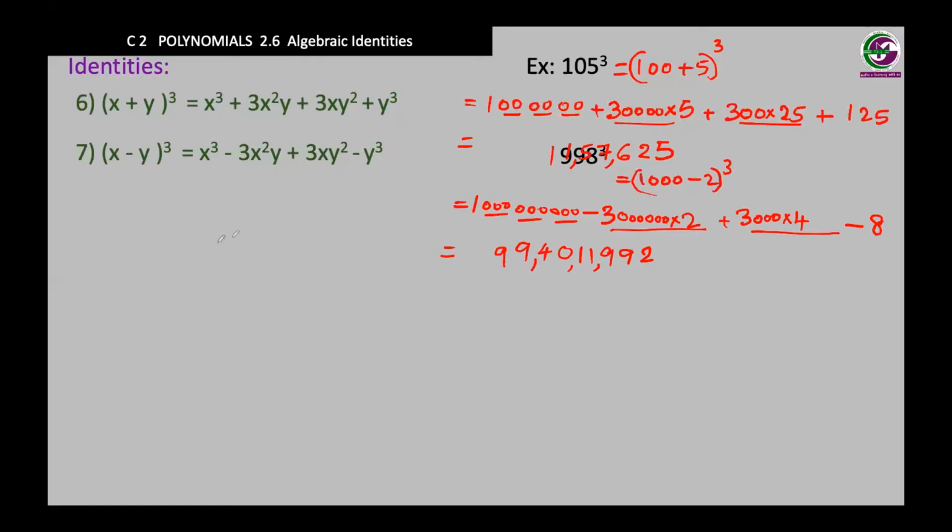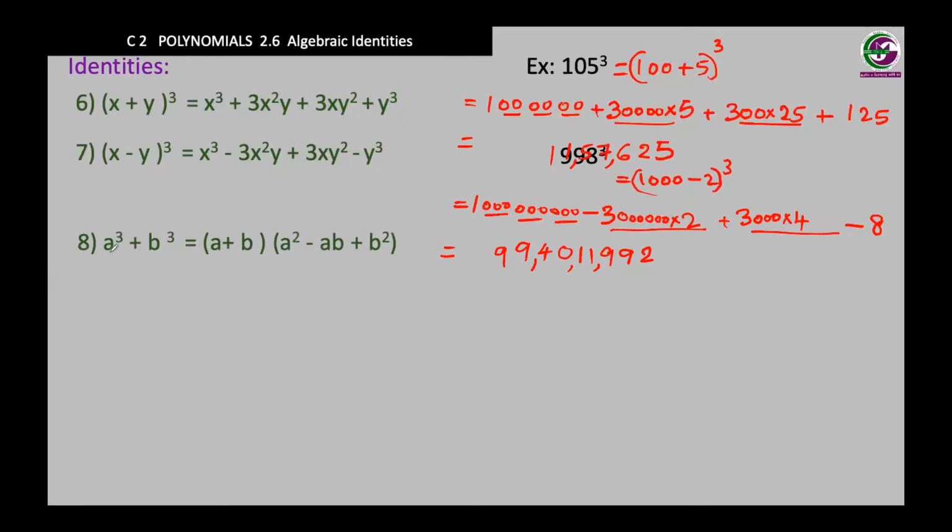Okay, so that will be your answer. Let's move on to the next identity: a cube plus b cube. Unlike the sixth identity, here the power is for separate terms, not the whole power. Or we can say x cube plus y cube.